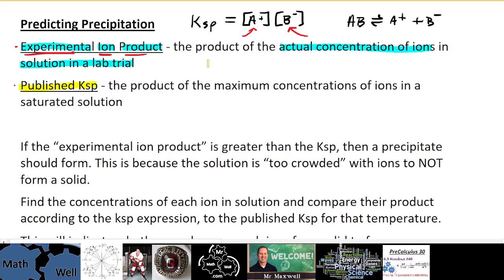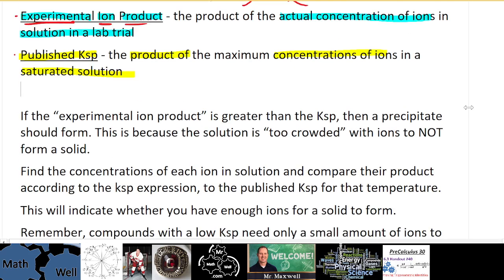And so the published Ksp, from the previous lesson, the last couple days, is the product of the maximum concentrations of ions in a saturated solution. That's where you get the Ksp. Any product above the Ksp will yield a precipitate in solution. That's been the message the last couple days when we're explaining Ksp, and that's what we're focused on today. So if the experimental ion product, and I will abbreviate that in the future as EIP, is greater than the published Ksp, then a precipitate should form.